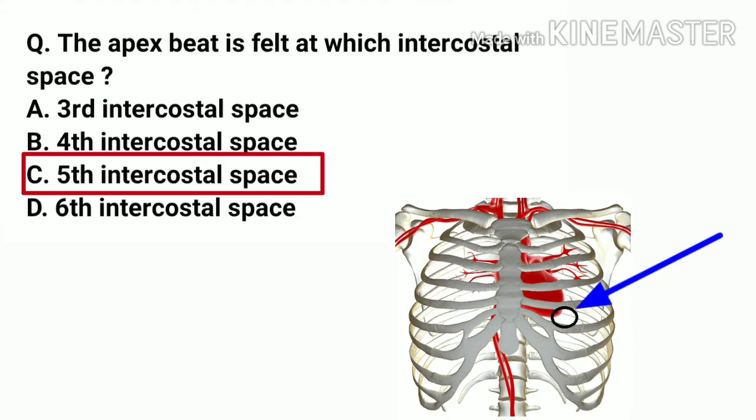From birth to 3 years of age, the apex beat is located in the fourth intercostal space, and gradually it moves into the fifth intercostal space with increasing age.